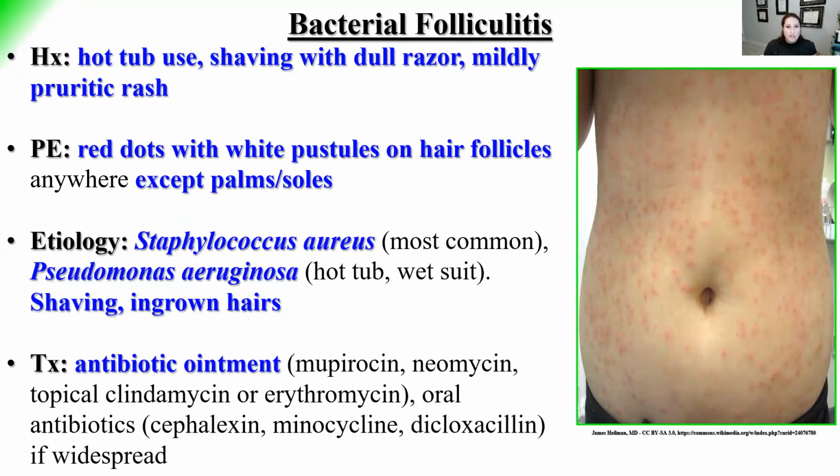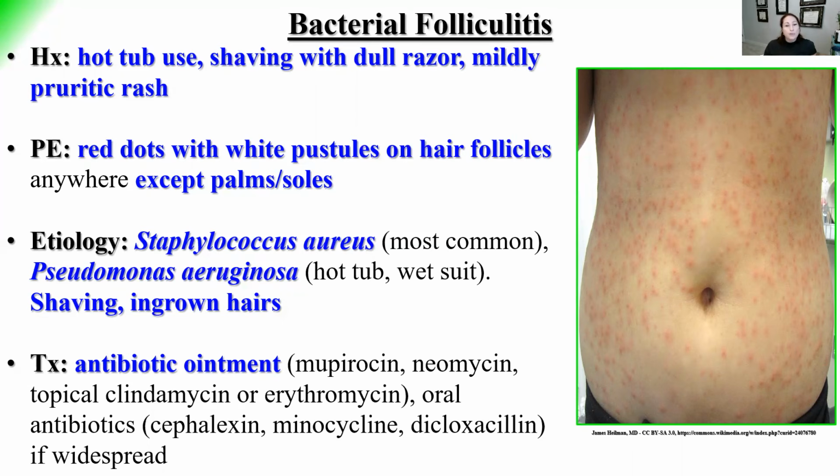Bacterial folliculitis. This is an inflammation or infection in the hair follicles. This is commonly associated with hot tub use. People who shave with a very dull razor cause little microabrasions in the skin. This typically tends to be a mildly pruritic rash. And on physical exam, this is a great example of this. Red dots with white pustules that occur on the hair follicles. It spares the palms and the soles because we don't have hair follicles in those areas.